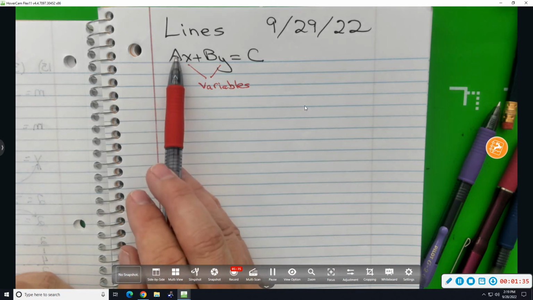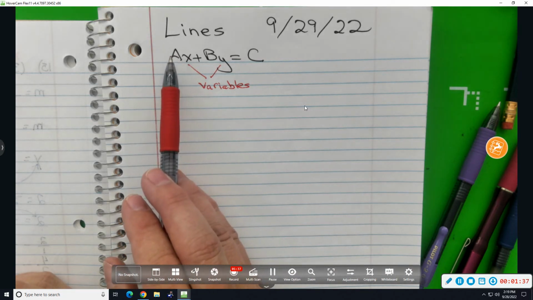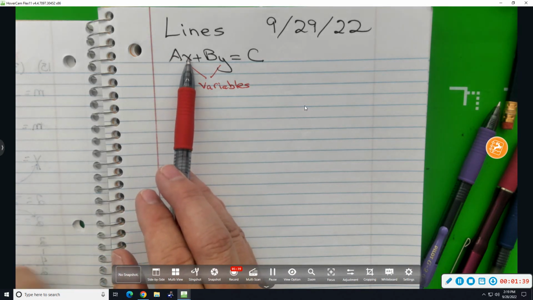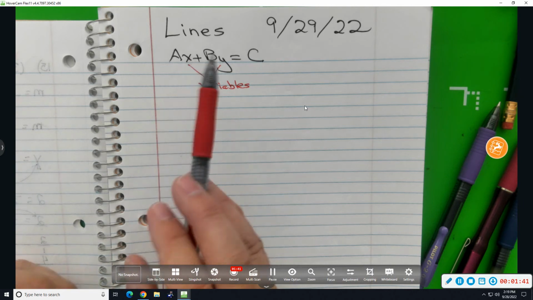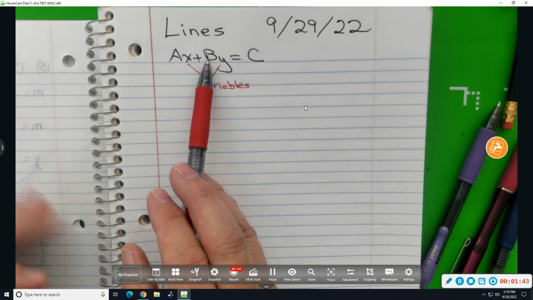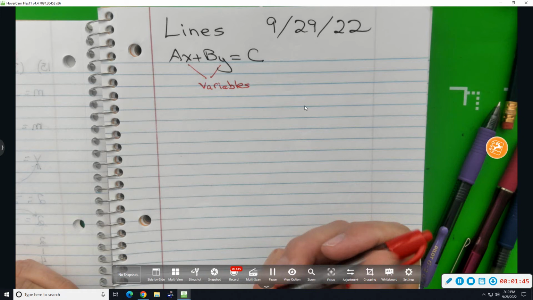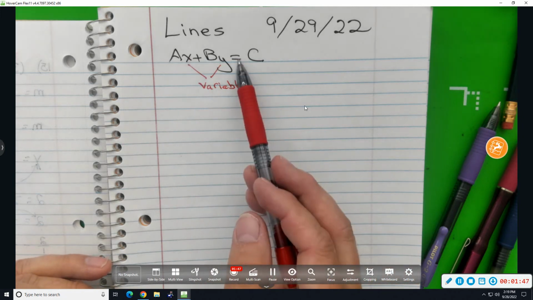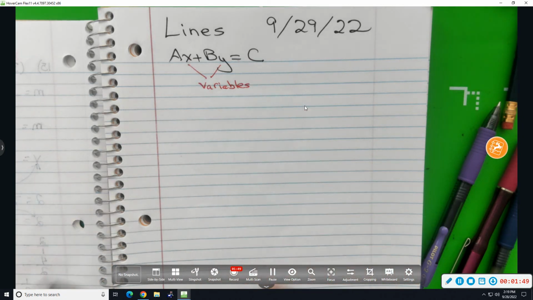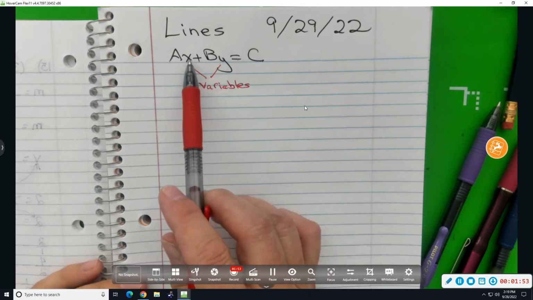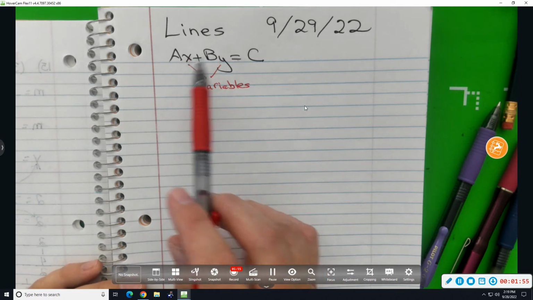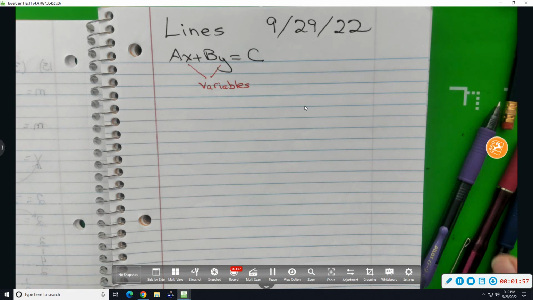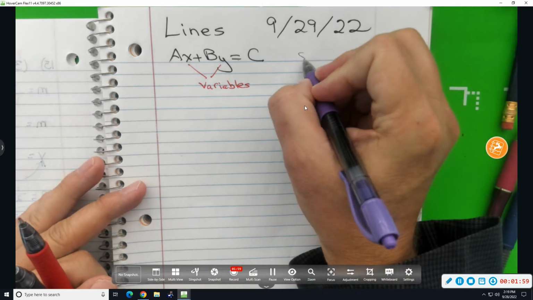Realize if a were 0 times x, you wouldn't have an x. Or if b were 0 times y, you wouldn't have a y. Well, you have to have at least an x or a y, but you may only have one of those variables. If your equation contains both an x and a y, you are looking at a slanted line.